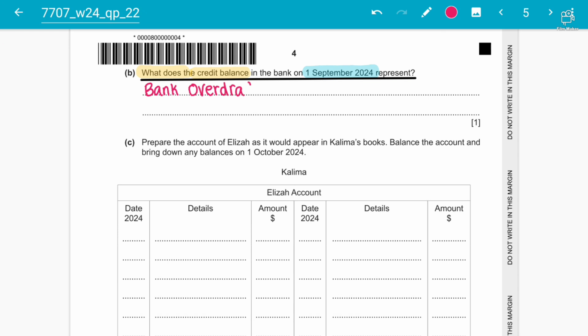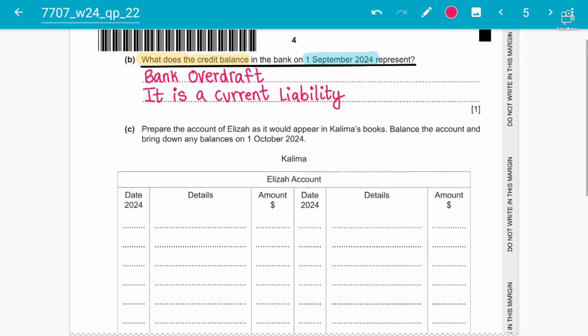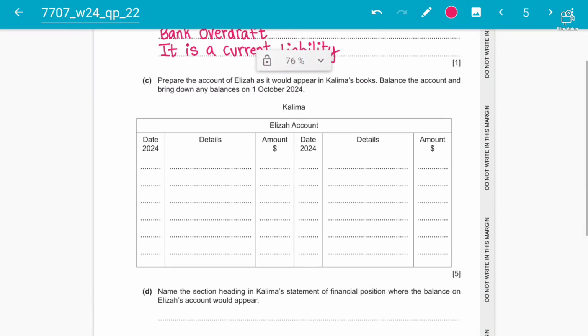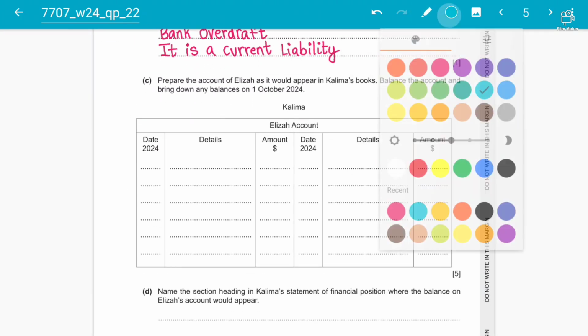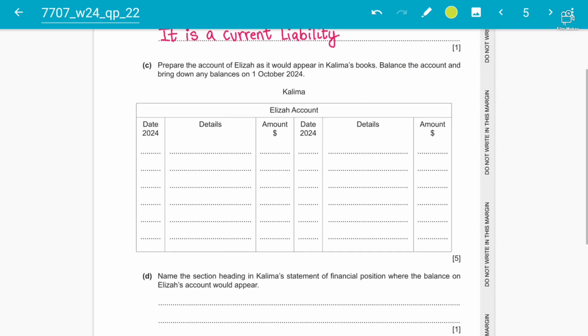Students can write this to get the full 1 mark, or it is a liability, a current liability. You can mention these things as well to get the full 1 mark. So it's a current liability, it's a bank overdraft. Okay, the next one we have is a 5 marks question. We'll talk about that as well.